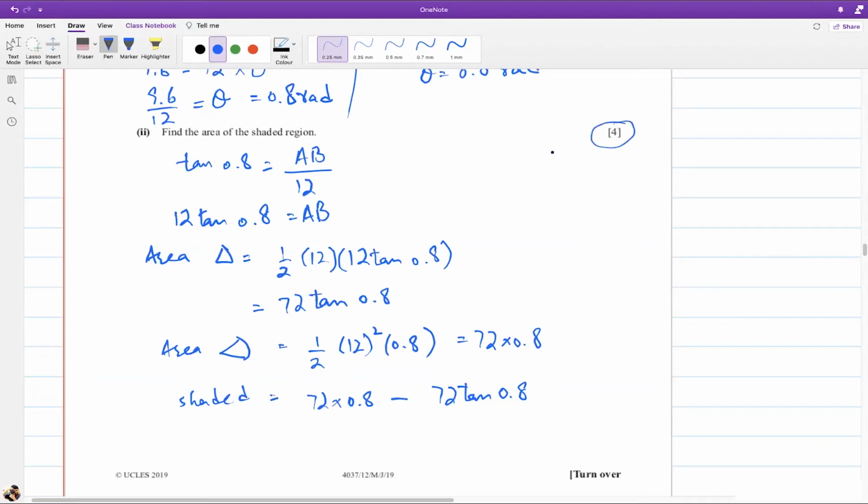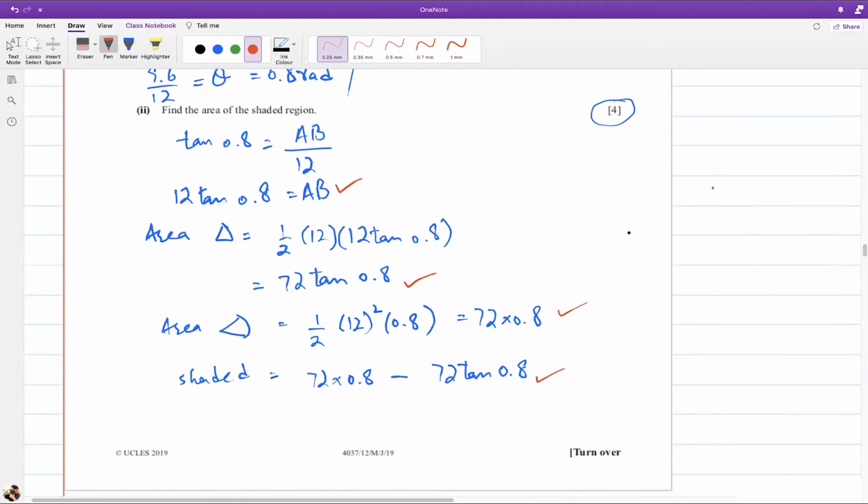Notice that the question is of 4 marks, and I found 4 things. 1, 2, 3, 4. There you go. Okay. So the number of marks can be used as a hint for you to know how much working is required.